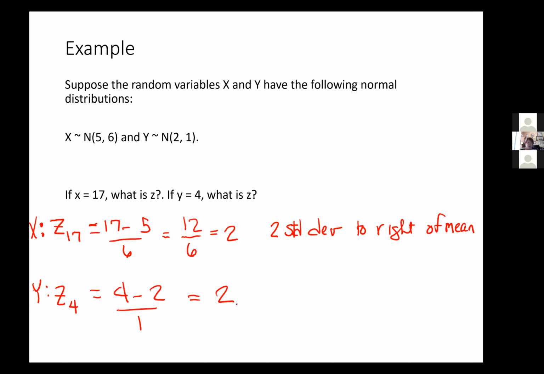Because what this tells you is that in the normal distribution that describes the random variable x, 17 is 2 standard deviations above the mean. The standard deviation for that distribution is pretty large. If the mean is 5 and the standard deviation is 6, that's a pretty good spread of data. For the second distribution, the mean is 2 but the standard deviation is 1, which is pretty small. So a data value of 4 is 2 standard deviations above the mean because the standard deviation is a small number. So you can see that you have 2 completely different normal distributions.